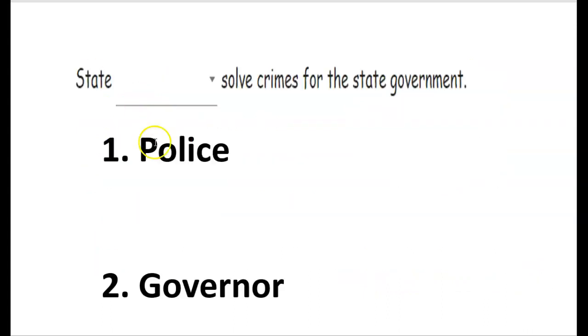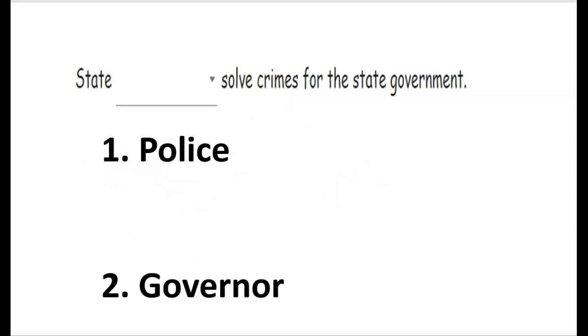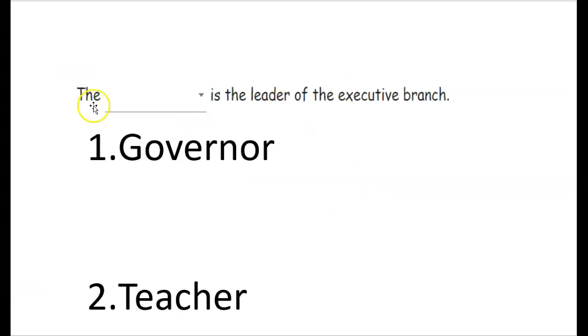So here we're going to choose which word fits in this sentence. State, police, or governor solve crimes for the state government. Which one makes sense? Does the police solve crimes or a governor? Hopefully you're thinking police because police is the correct answer. Let's take a look at this next one and see how you do.